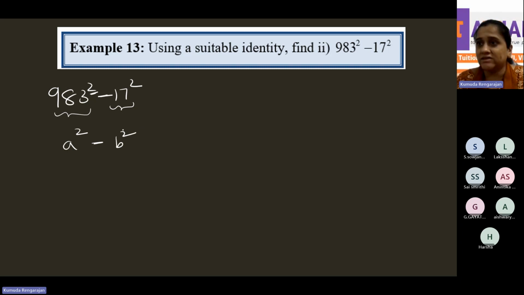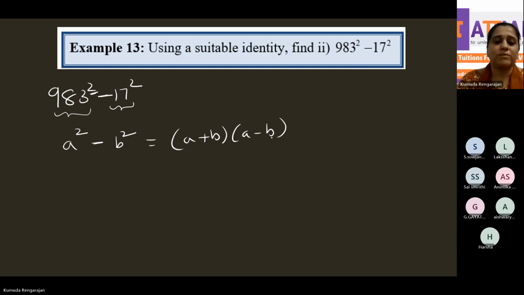So the question is like this. This is not the answer. This is the question. What is the answer then? A plus b into a minus b is the answer. But what is a here?